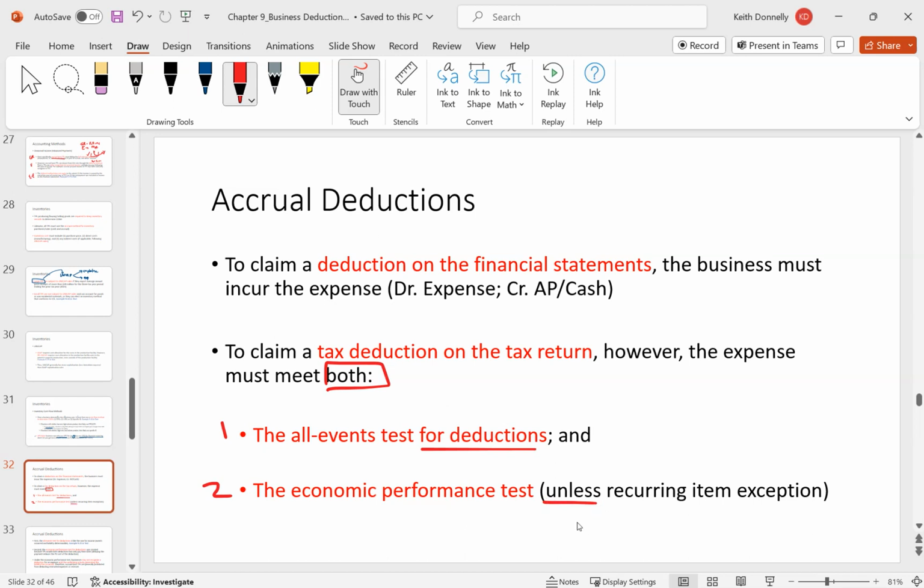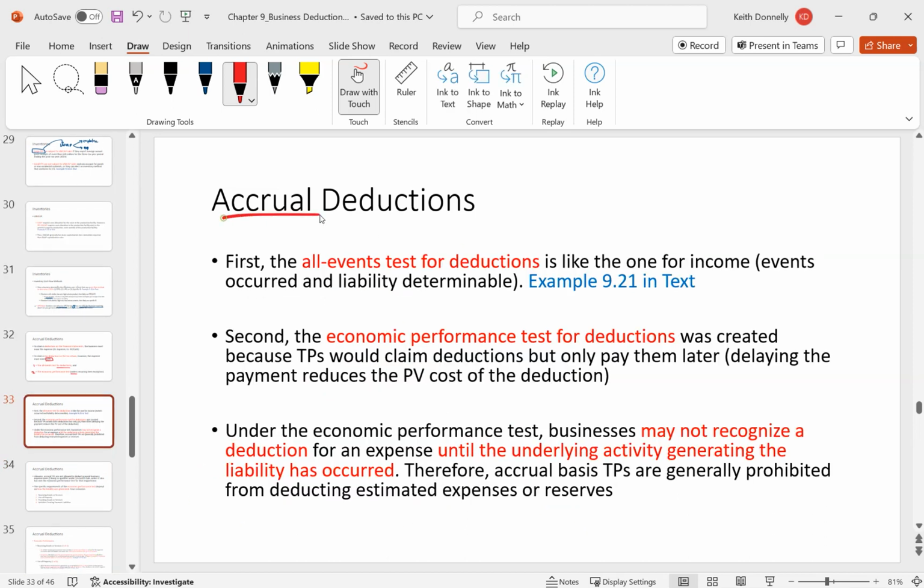So you can see there's a lot of twists and turns to this. Let's unpack this. We're talking about accrual deductions. The first thing you have to do if you want to take a deduction is meet the all events test for deductions. This is similar to the test for income. All the events have had to have occurred. The liability has to be determinable.